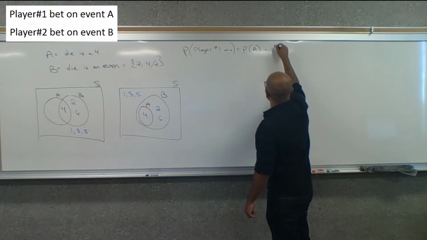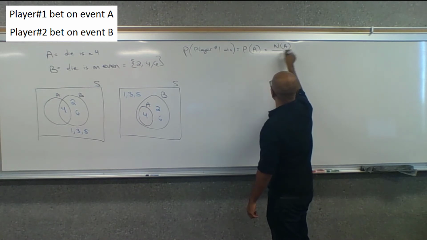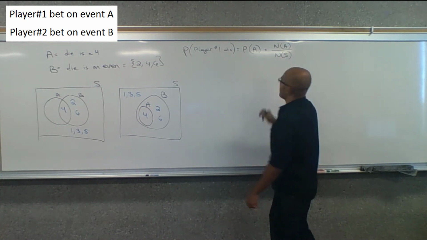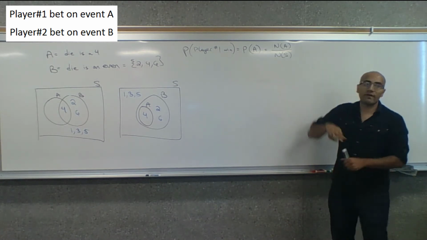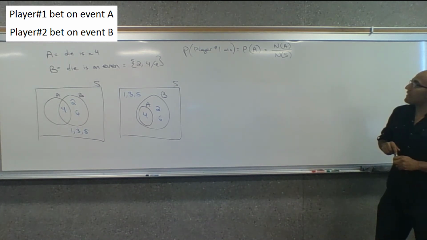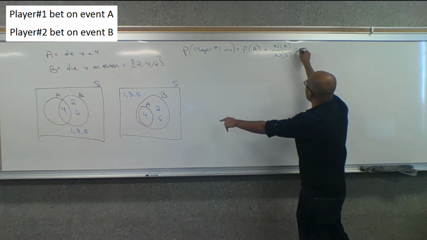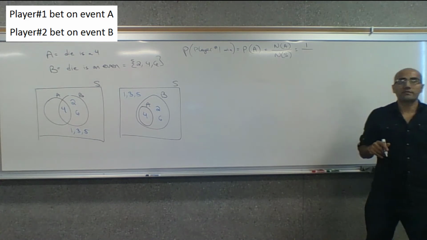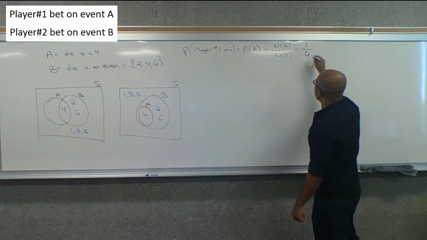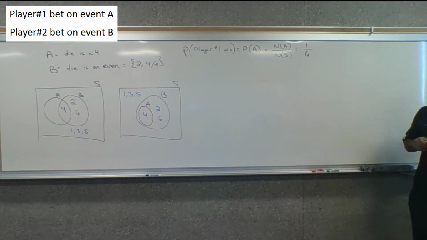This is going to be equal to the number of ways in which A can happen divided by the number of outcomes in our sample space, the number of outcomes in our event A. So from just counting things, there's only one way that a 4 can be rolled, it's a simple event, and this guy is a 6. I know that answer should be 1 out of 6. We're good? Everyone's with me?